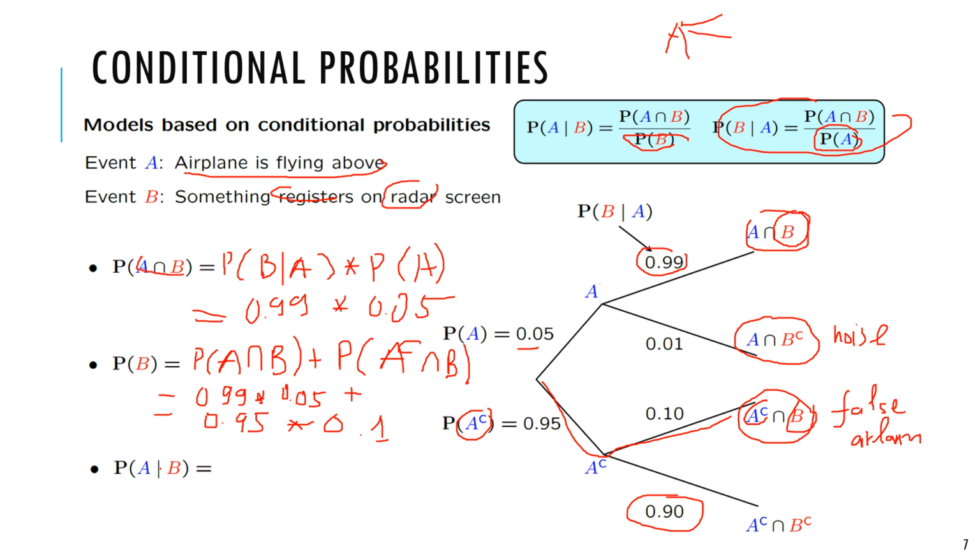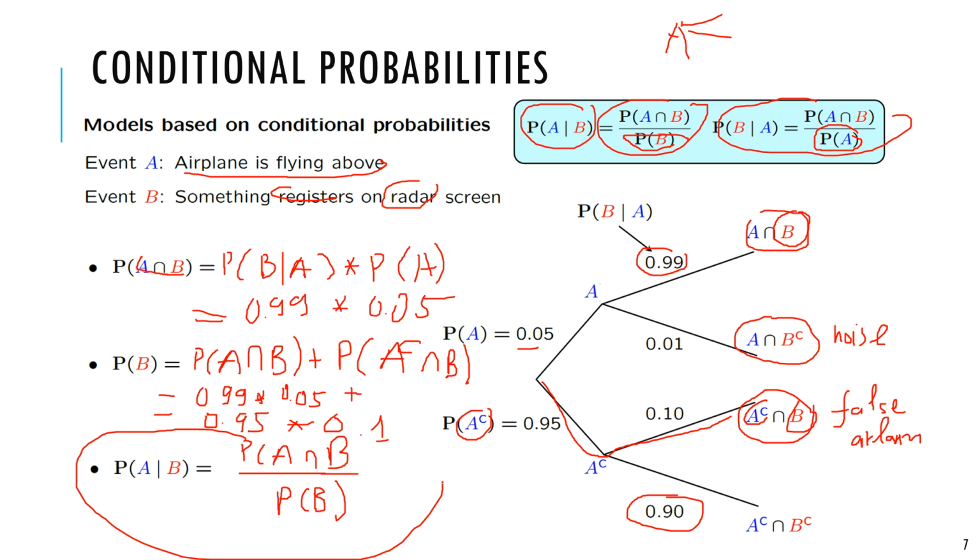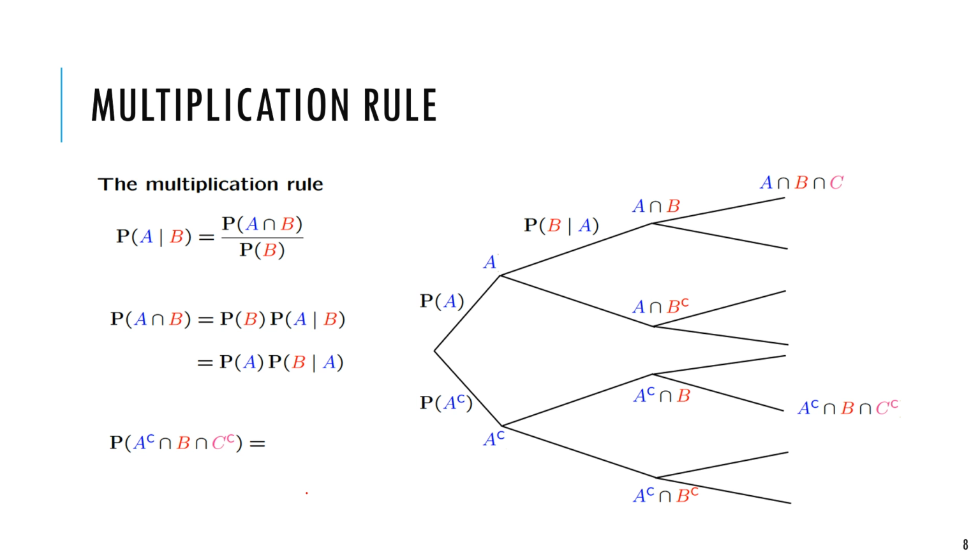How about the probability of A given B? A given B is the probability of A intersect B divided by the probability of B. With this formula, we have P(A and B) and P(B), so we can easily calculate. And this here is the multiplication rule.